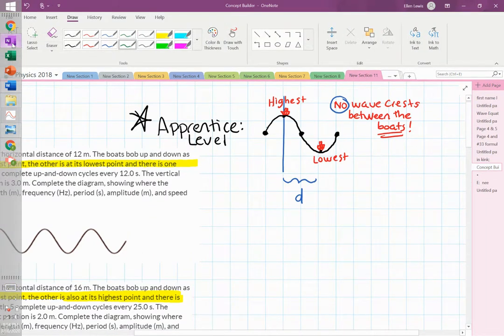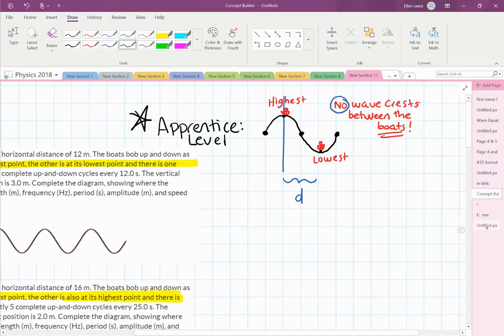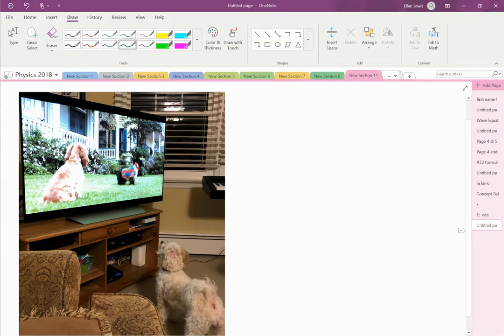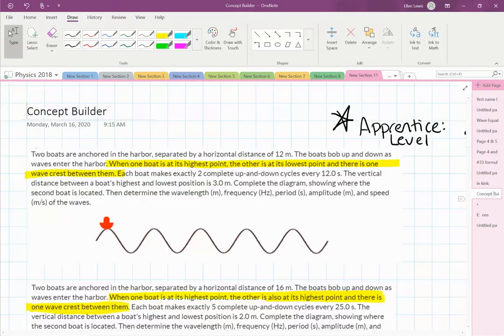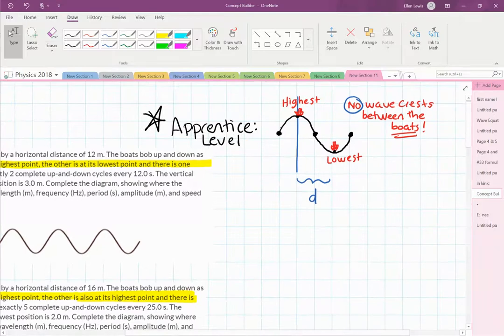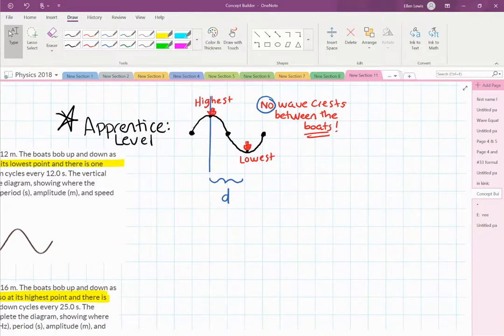Okay, so the next thing I'm going to show you, well, first I'll show you something fun. I just thought this was really cute. My dog is practicing social distancing, and he's having virtual play dates with Lady and the Tramp on the TV. So that is the fun picture for the day.